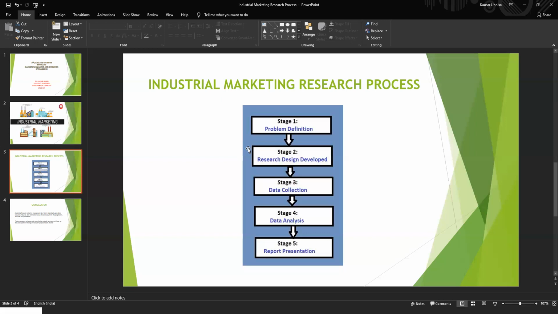When the problem has been defined, the researcher has to analyze what type of research he has to undertake. If he selects descriptive research, this research is carried out to describe a phenomenon or the market characteristics. For example, when we study to understand buyer behavior, it describes the characteristics of the target market.